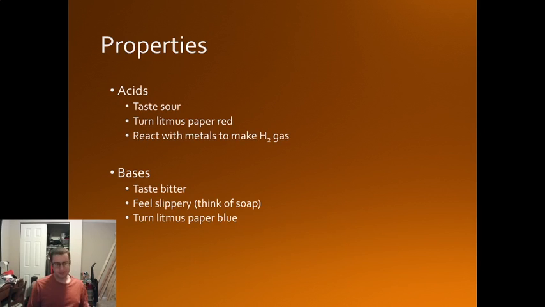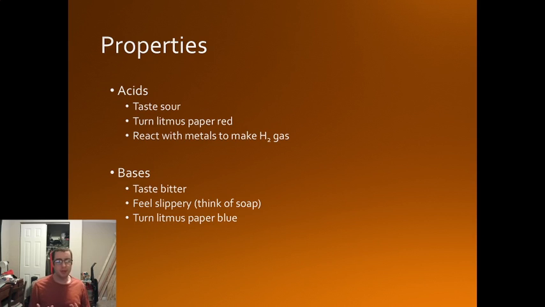So for acids, they typically tend to taste sour. They'll turn litmus paper red, and they react with metals to form hydrogen gas. So a few ways to remember those. First of all, the taste sour. If you think about things that taste sour, that's going to be a lot of fruits, things like oranges, lemons, stuff like that. And the thing that makes them sour is they have a lot of citric acid. You've probably heard of that before. It's what's in citrus fruits that gives them that sour taste. So acids are going to taste sour.